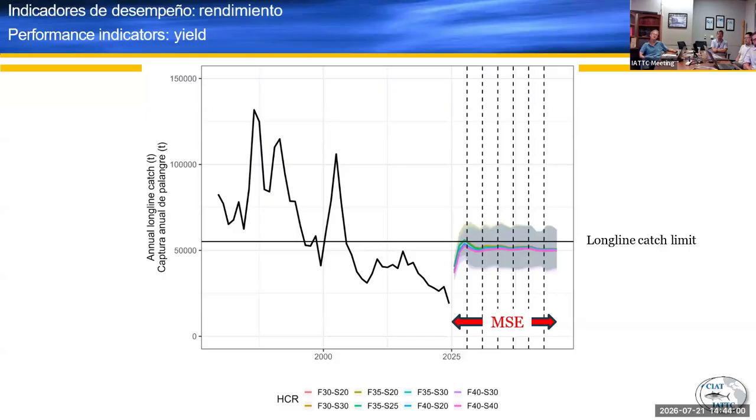One issue here is that not all countries are catching their limits, and there is a restriction on how much longline catch can be transferred between countries, and so it may not be possible that the total longline catch limit can be reached. And so one consideration that the Commission needs to make is whether or not that needs to be modified so that the total catch limit can be obtained.